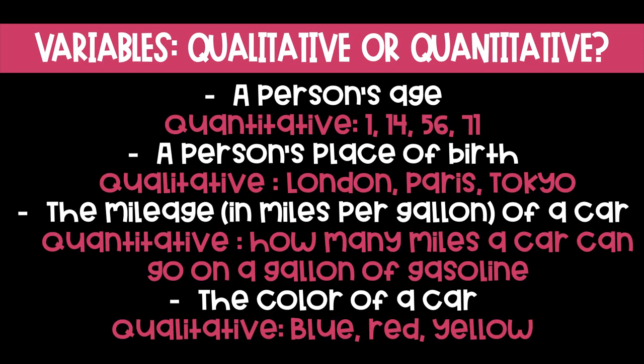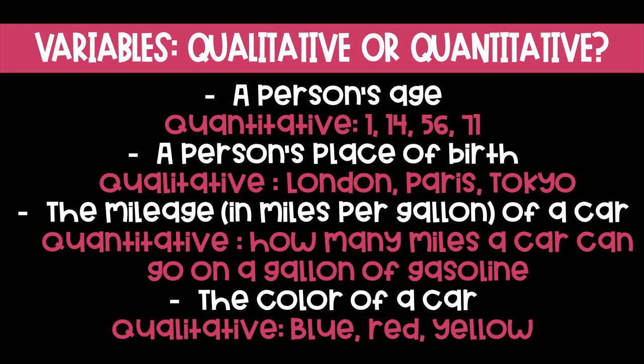A person's age will be quantitative because we use a number to represent the person's age. It could be 1 year old, could be 14, could be 71 years old, etc. A person's place of birth will be qualitative. It's not numerical. For example, somebody was born in London, Paris, or Tokyo. The mileage of a car will be quantitative because we're talking about how many miles a car can go on a gallon of gasoline. We use numbers to represent the mileage of a car. And the color of a car will be qualitative because it's not numerical, we don't use numbers. The color of a car could be blue, red, yellow, etc.